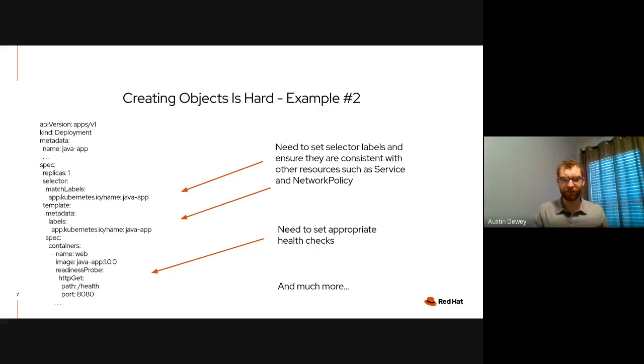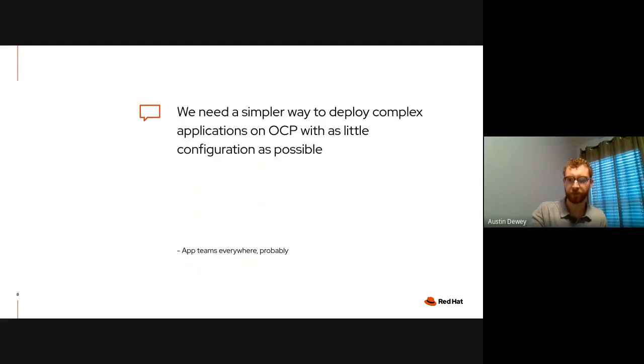Network policy can fit into there as well. Of course, you have to configure appropriate health checks. Other things here that I haven't shown, like additional sidecar containers and init containers and volume mounts. There's a lot of things to consider here that you could probably abstract for your users to make it a little bit easier for them.